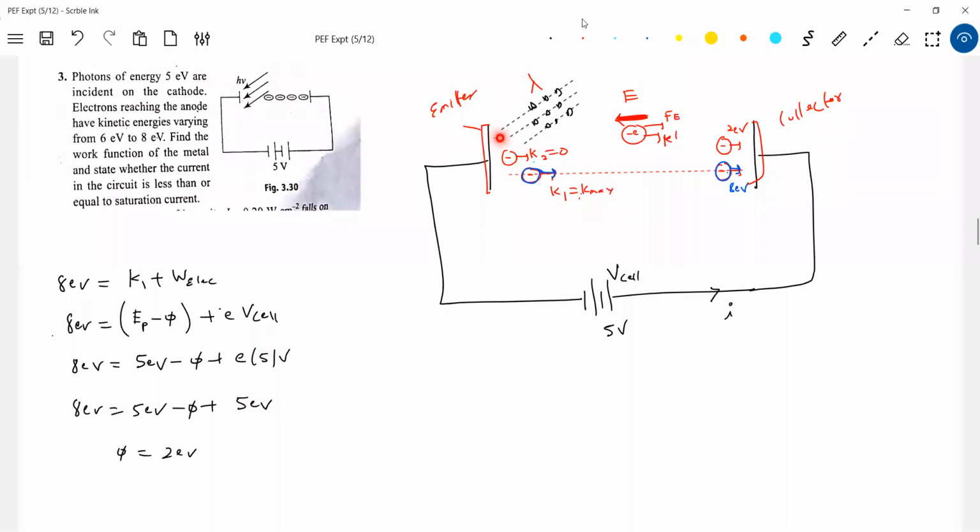A zero kinetic energy electron, if it gets accelerated by the electrostatic field, then by the time it reaches the collector, how much energy must it have? It must have 5 electron volt. Am I right? But how much is it having? 2 electron volt. So what happened here now? The zero kinetic energy electrons are not reaching it.